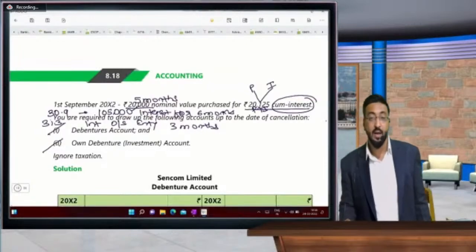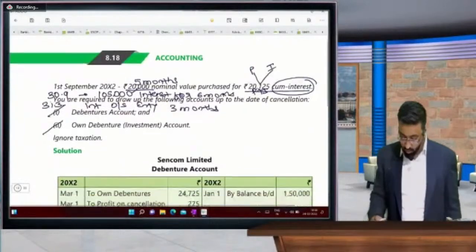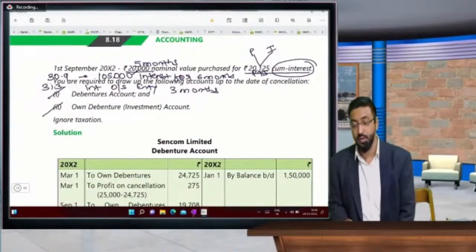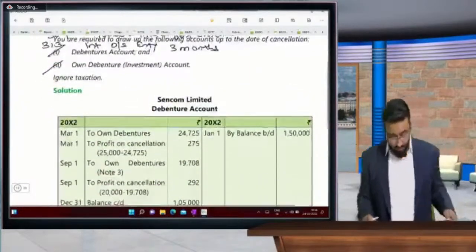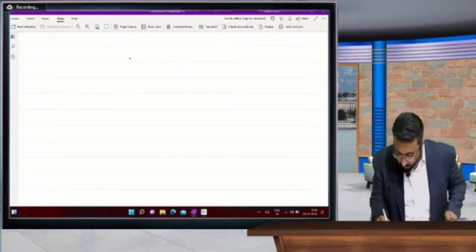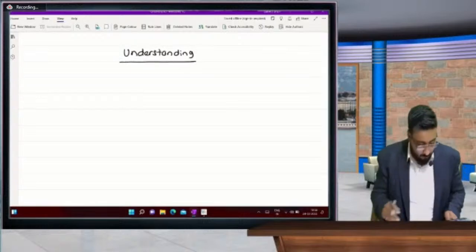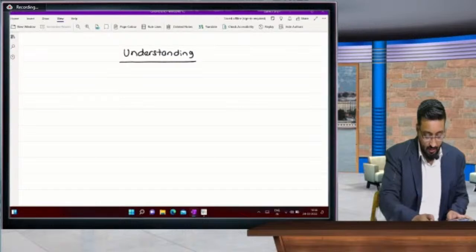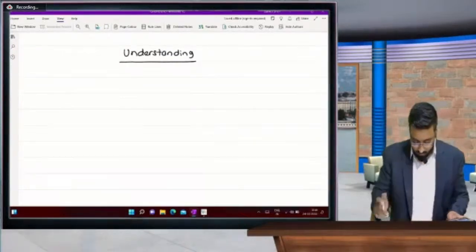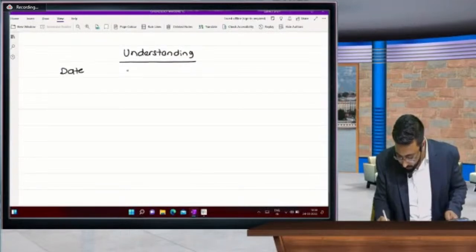So beta, how many events are there in sequence? Chalo, I will write the sequence. Don't write it in the exam. It is only for your concept clarity and understanding. So write down for understanding: date and event.